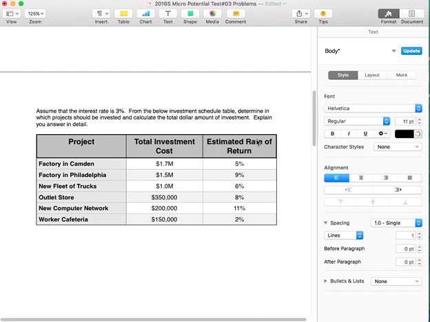Assume that the interest rate is 3%. From the below investment schedule table, determine in which project should be invested and calculate the total dollar amount of investment. Explain your answer in detail.